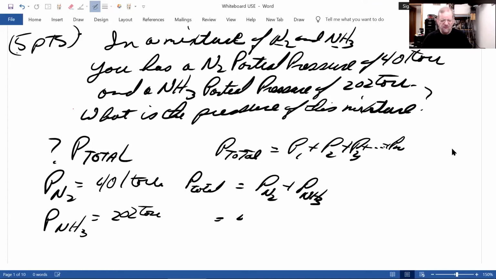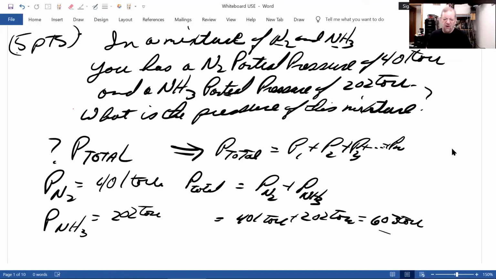In this case, it's 401 torr plus 202 torr. Hang on while I get my calculator. No, I can do this in my head. And that's 603 torr. And that's how you do it. Remember, when you're given partial pressures or asked to find a total or partial pressures, you need Dalton's law of partial pressures. P total of this mixture is equal to the sum of the partial pressures. Remember, partial pressure is the pressure of that gas in that mixture if it was alone.